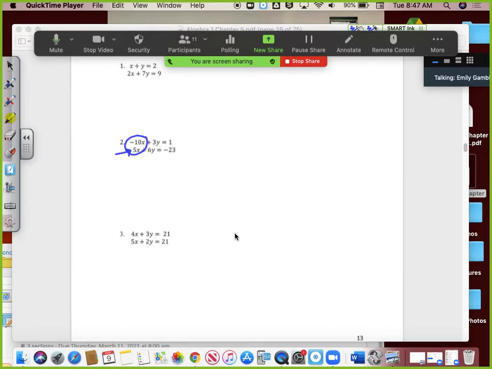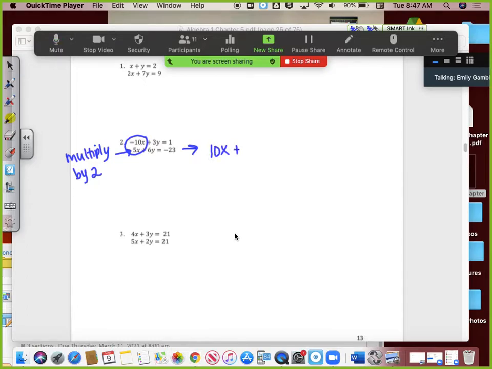If you want to eliminate x, you want to make these two terms the same number or opposites. Since this one is a negative 10, to get the other into a 10, I can multiply the equation by what number? 2. Yeah. I can take the second equation and multiply by 2.